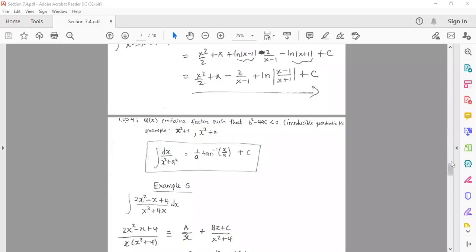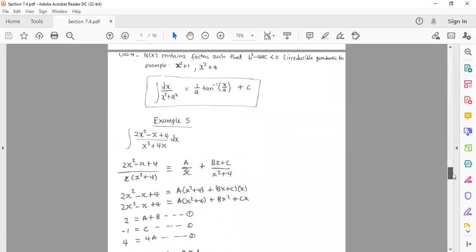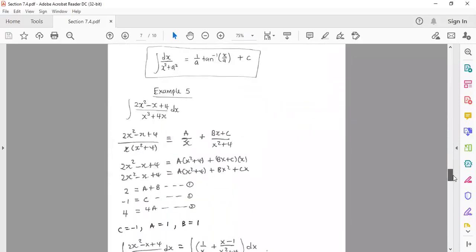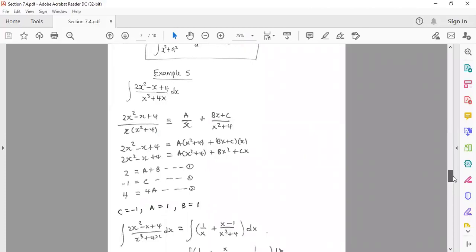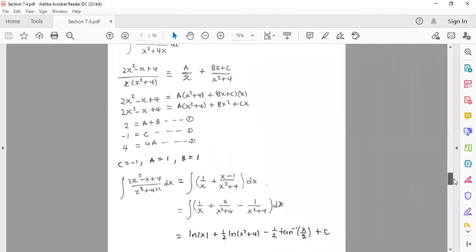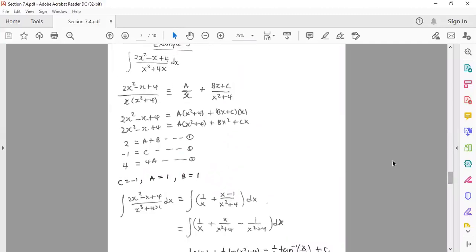All right, let's scroll down so that we see. It's the same idea. You multiply both sides by the factors at the bottom, solve for A, B, and C, and then I'll show you something quickly. When you solve for A, B, and C and plug in the constants B and C, you get something that looks like this.